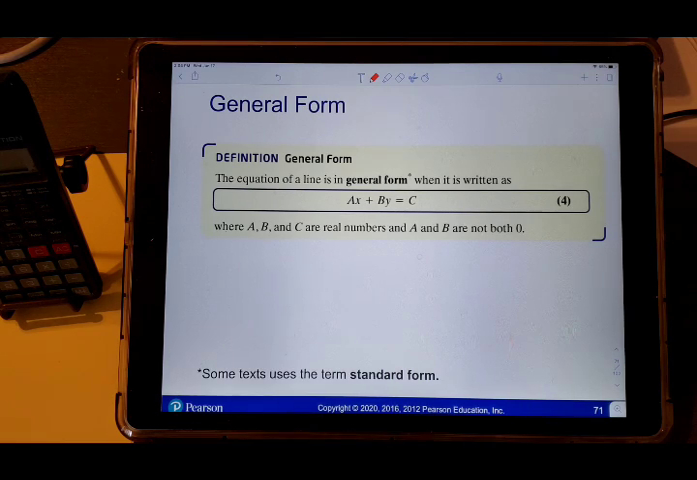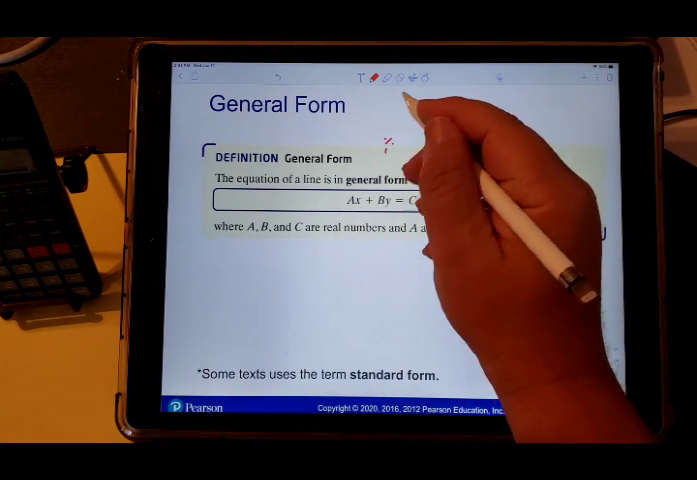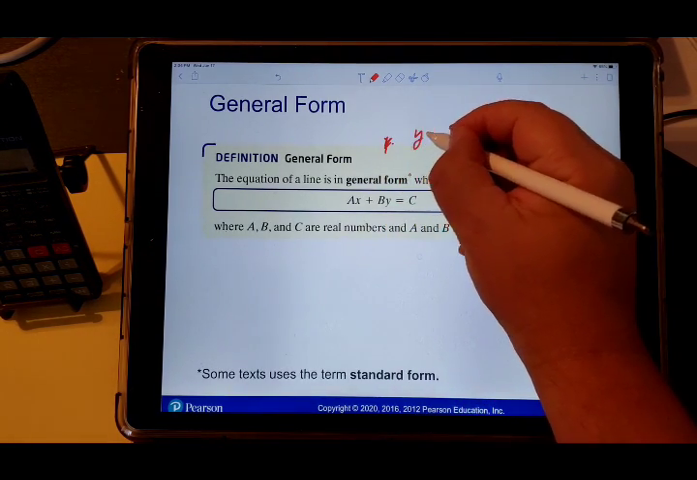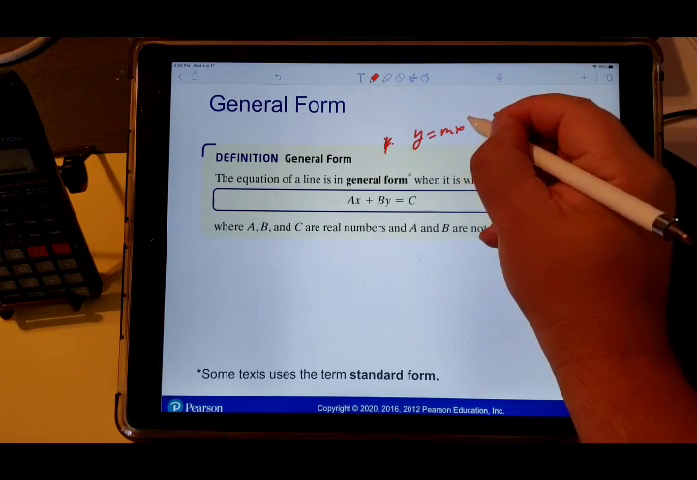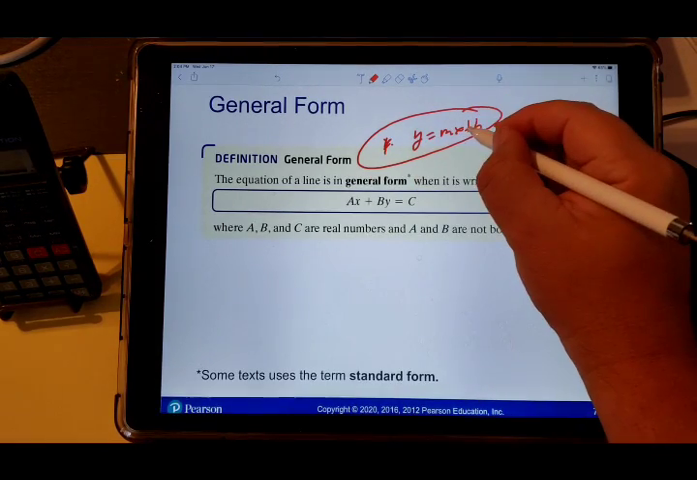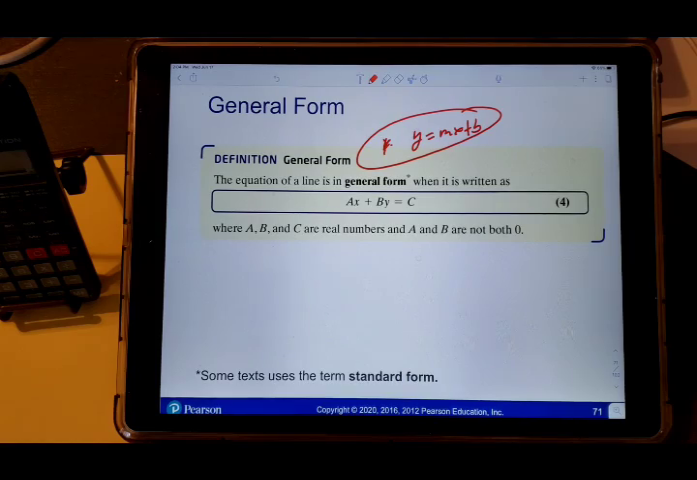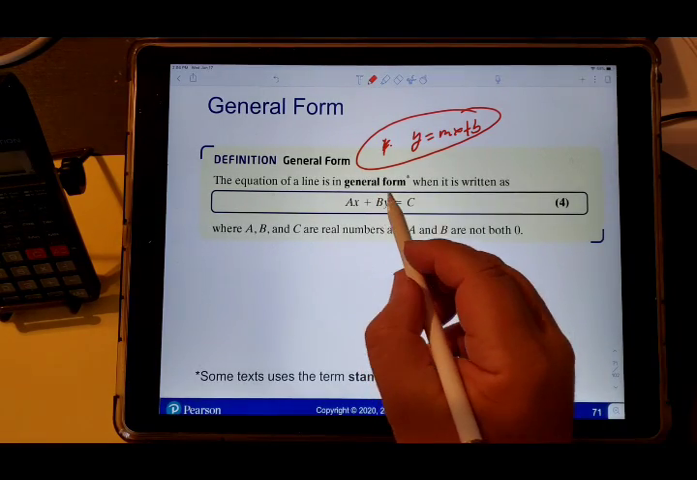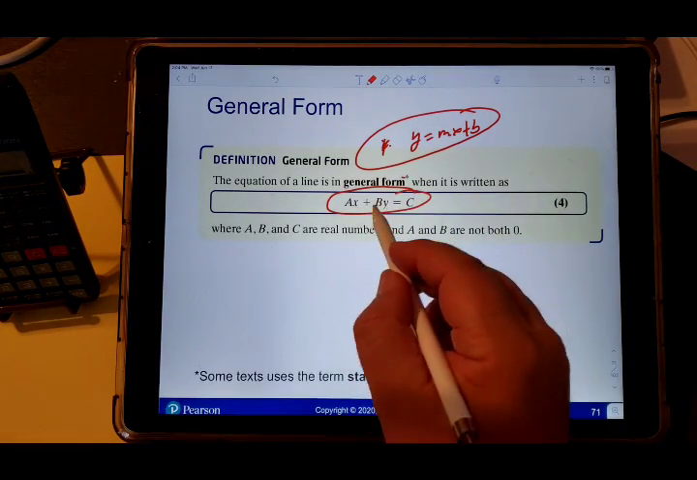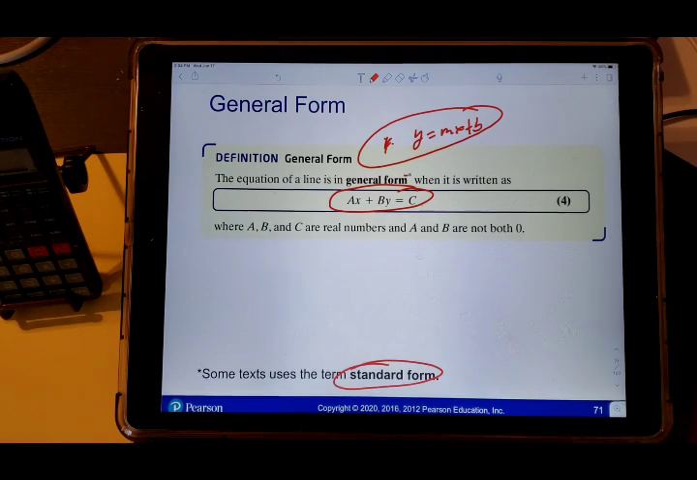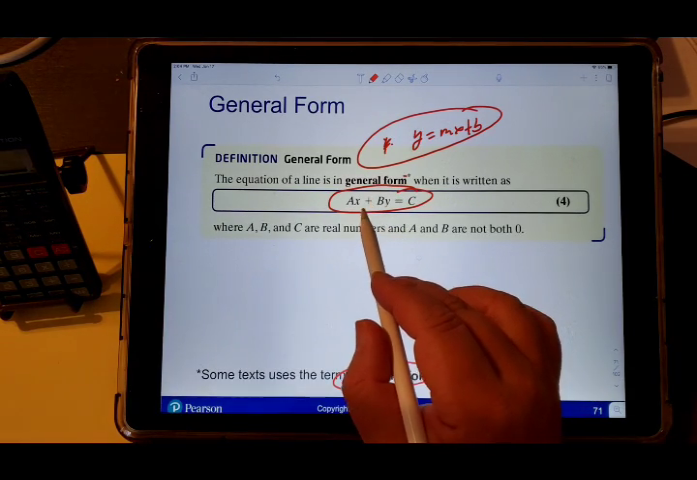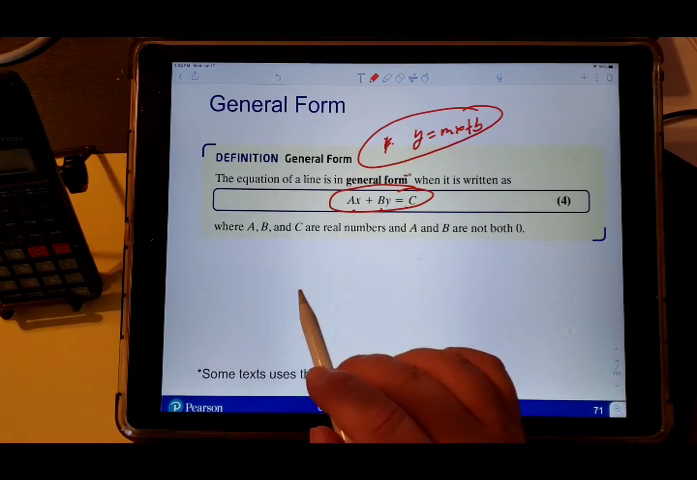So y equals mx plus b is not the only game in town. A lot of students seem to be stuck on this, y equals mx plus b. The vast majority of questions start with the general form, or sometimes called the standard form, but the general form of a line, ax plus by equals c.